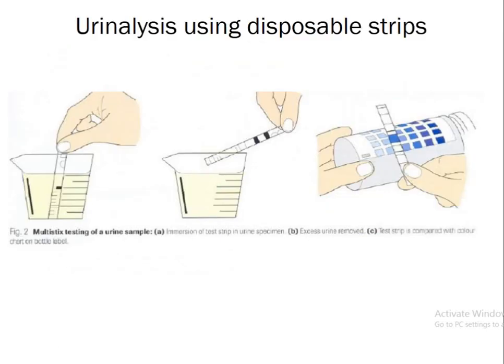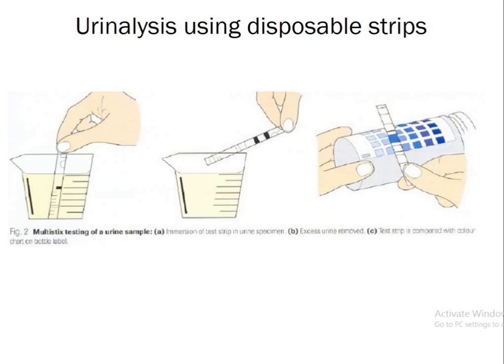Now, urine analysis can also be done with the help of disposable strips. These disposable strips are dipped into the urine, and you will take out these strips and you will match the color. So for different substances, we are using different strips, and there is a shaded color on the strips. When you dip it into the urine, depending on the color that is achieved, you can see about the concentration.